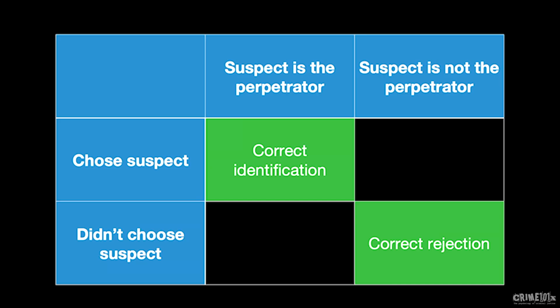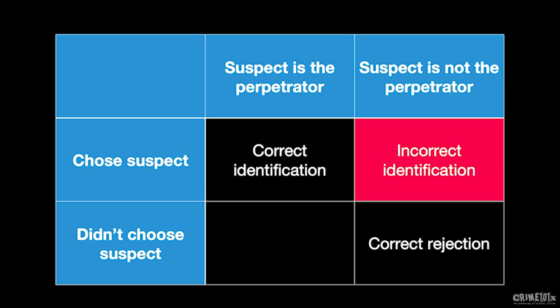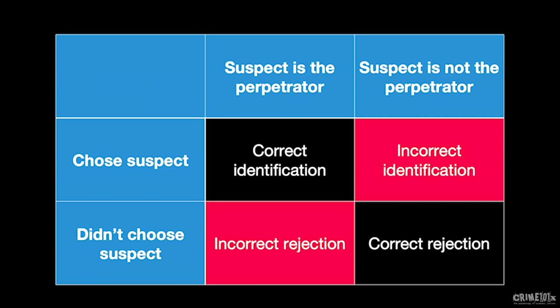The other 2 options are bad. There's an incorrect identification or false positive, where the suspect in the lineup is innocent but the eyewitness incorrectly identifies them as the criminal. This is what happened in the case of Lydell Grant. Finally, there's an incorrect rejection or false negative, where the suspect in the lineup is the criminal but the eyewitness fails to identify them. So, would it be a good idea to just run a lineup with everyone in the vicinity of a crime in order to maximize the chances of getting the perpetrator?